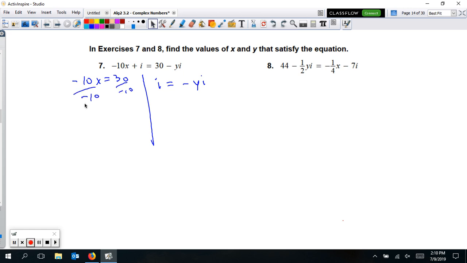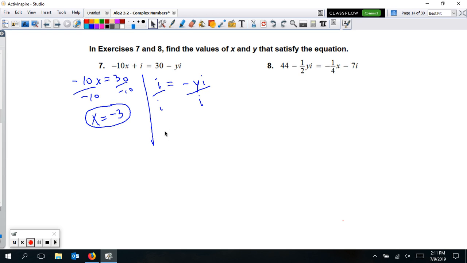And so then these cancel here. 30 divided by -10. X is -3, so that was easy. This side over here, we want to divide out an i. I want to get y by itself, so I'm going to divide by i. So i divided by i is still going to be 1. Anything over itself is equal to 1.